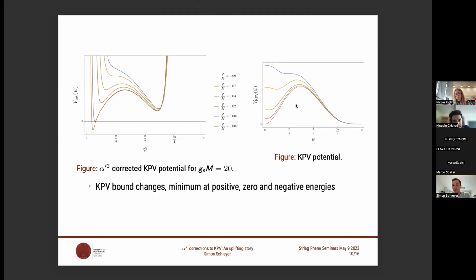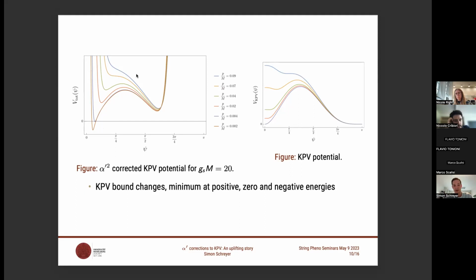On the right-hand side here is the tree level KPV potential, just for comparison. We find again that the energy barrier here decreases when we increase the ratio P over M. And the metastable minimum goes away for GSM equals 20 when P over M is 0.07. So this is a very slight modification of the tree level KPV analysis. A new feature of this potential is that the minimum occurs at 0, negative, or positive values. And this will be important later for the new way of uplifting that we propose.